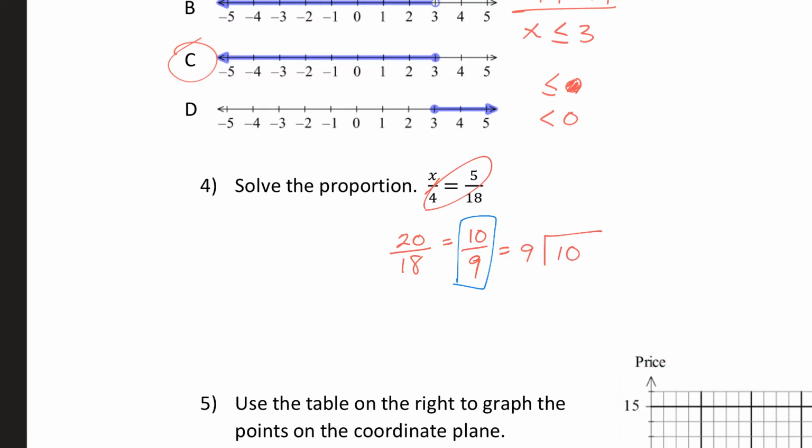And 9 goes into 10. Wait, cowboy. Cowboy sleeps inside.